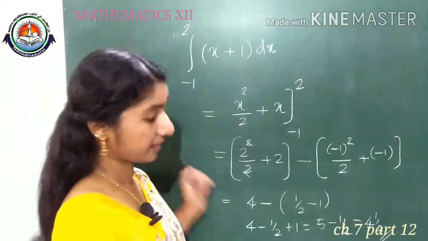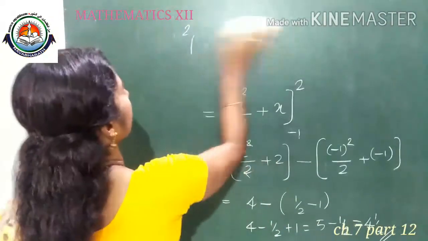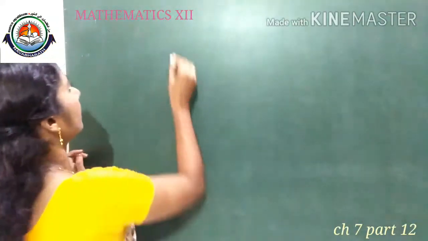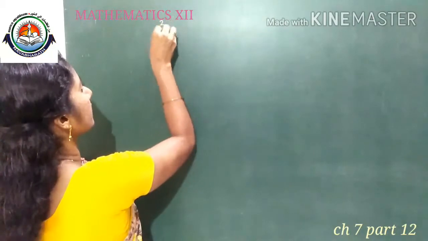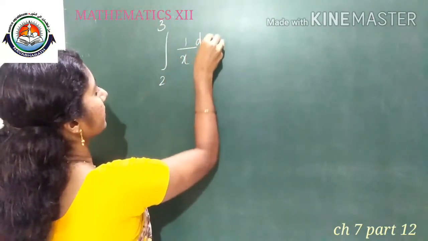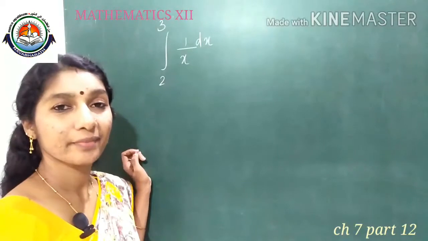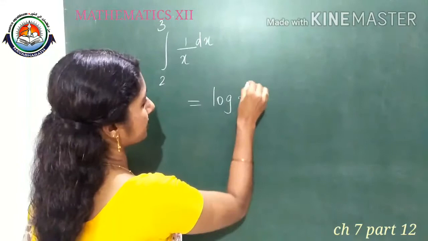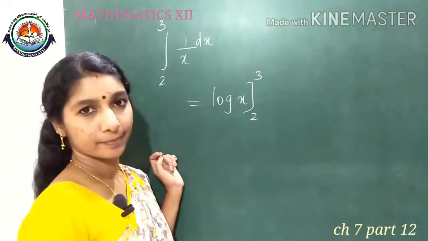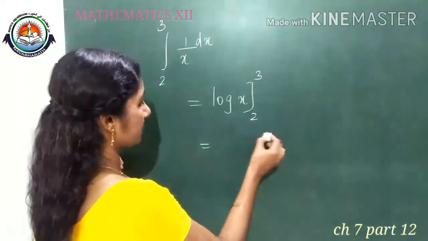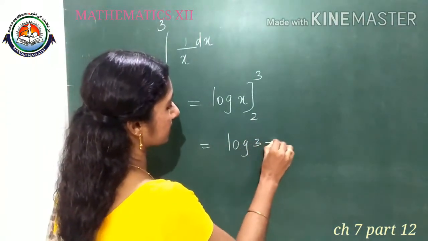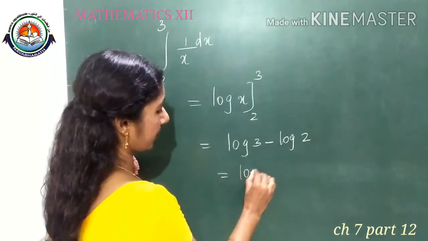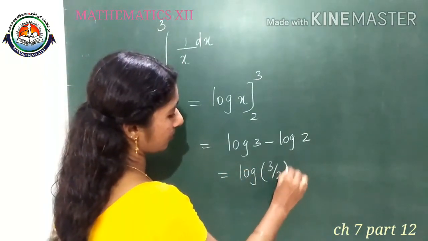Okay. Then we can do another question. Integral 2 to 3 1 by x dx. What is integral 1 by x? Log x. So we can write it as equal to log x from 2 to 3. Okay. Then give upper limit minus lower limit. So we are getting log 3 minus log 2. So it is equal to, log a minus log b is log a by b. So log 3 by 2.